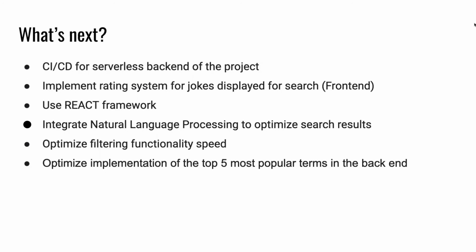Add natural language processing to the search results, something like understanding the difference between a hot dog and a dog that is hot. Searching with filters is somewhat slow. We plan to optimize the search speed and filtering functionality. In addition, we plan to optimize the top most searched terms on the backend by adding a functionality that keeps the table that tracks the search terms small by resetting the search term counter every few hours.